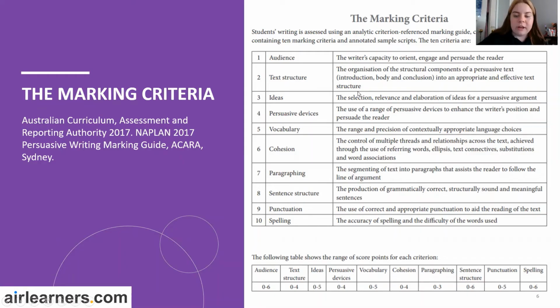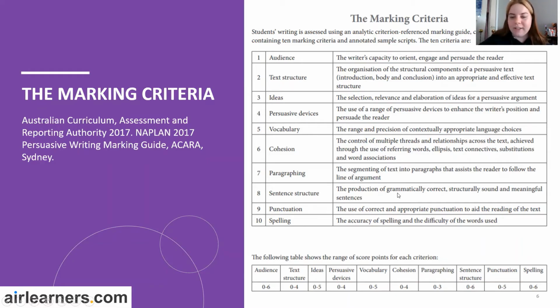Next, we have vocabulary, which is the range and precision of contextuality of appropriate language choices, and this is 0 to 5. Next, we have cohesion, the control of multiple threads and relationships across the text, achieved through the use of referring words, ellipses, text connectives, substitutions, and word associations, and that's 0 to 4.